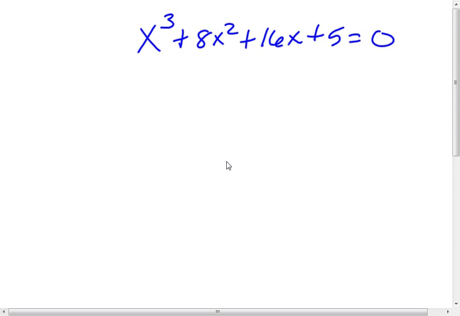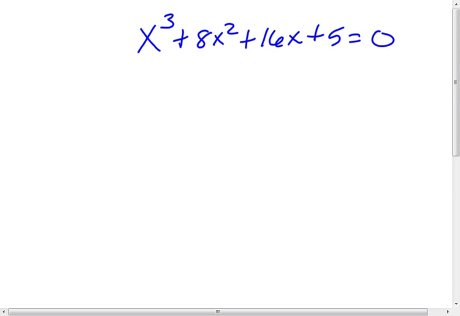In this lesson, we'll talk about the integral root theorem. The integral root theorem is closely related to the rational root theorem, but this is a special case of that in that the leading coefficient is a 1. So if the leading coefficient is a 1, then you do not have to worry about using p over q as we did in the rational root theorem.